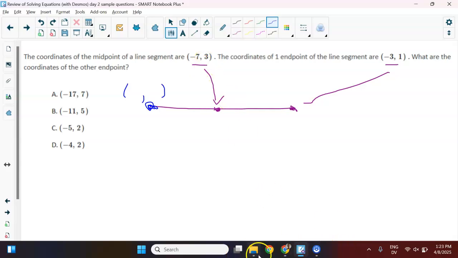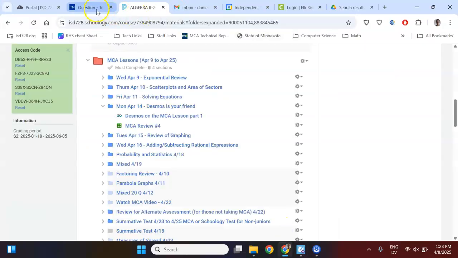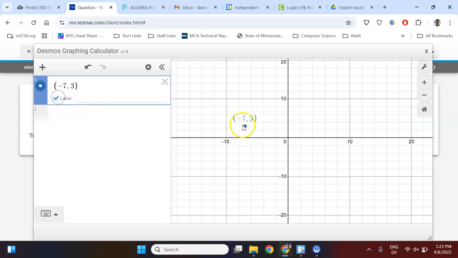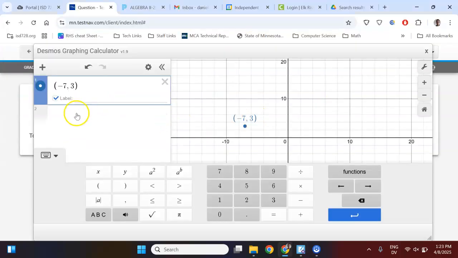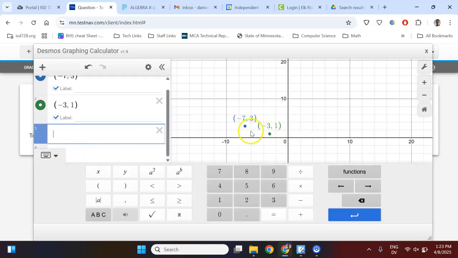So basically I'm going to type those points in, kind of like you see them there, -7, 3. Let's get back in here. So just type it like -7, comma, 3, and you can see the points show up there. You can put a little label on it if you want, which is kind of nice. And then -3 and 1. And again, these are all taken from previous tests that I think are pretty easy if you know how to use the Desmos machine. Okay, so basically those are the 2 points.